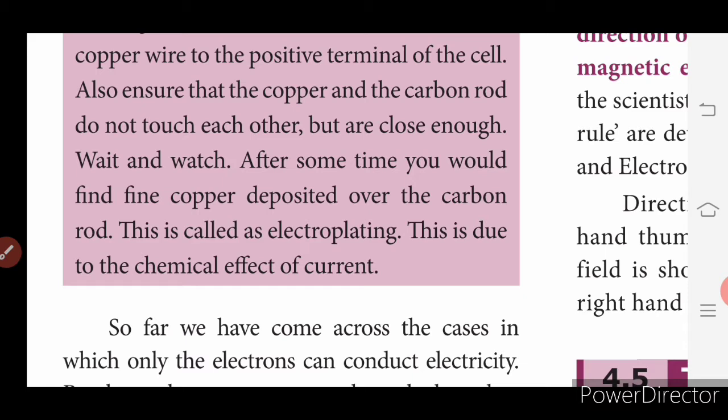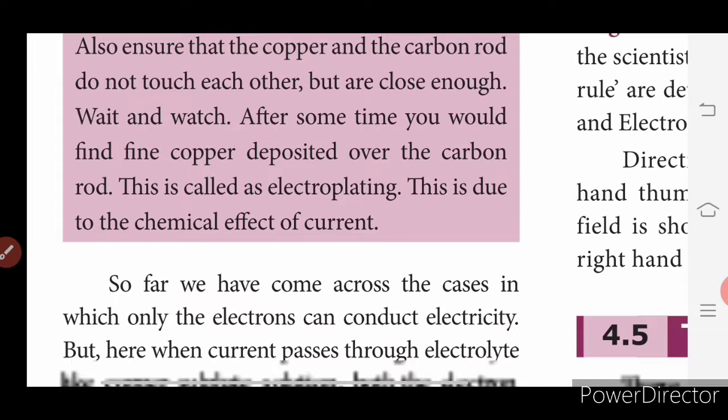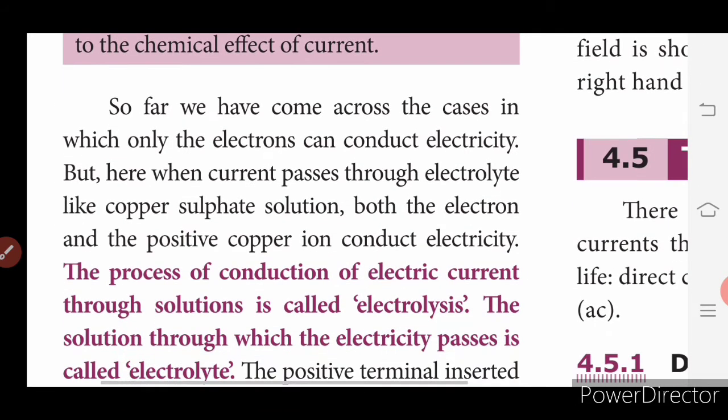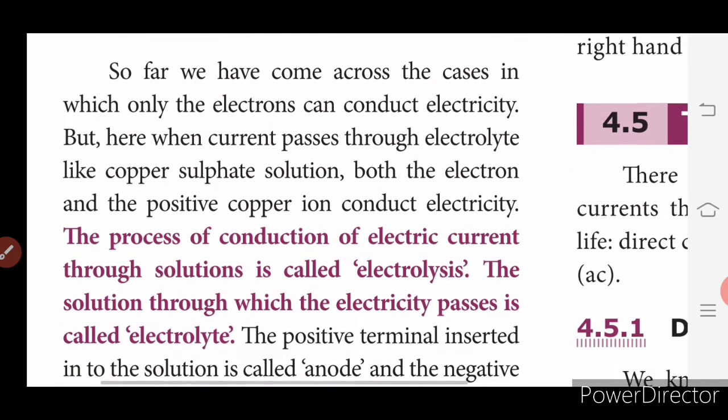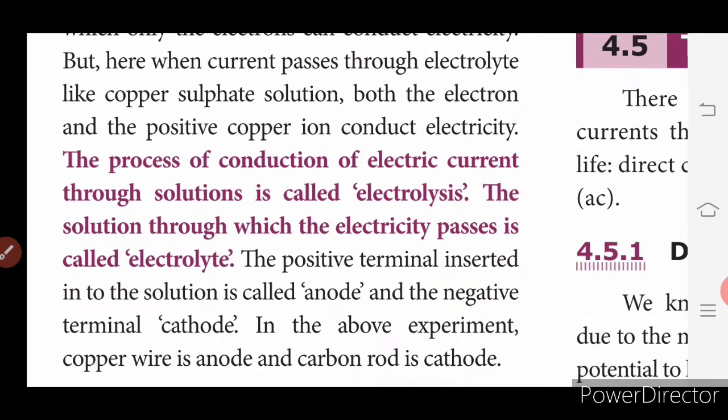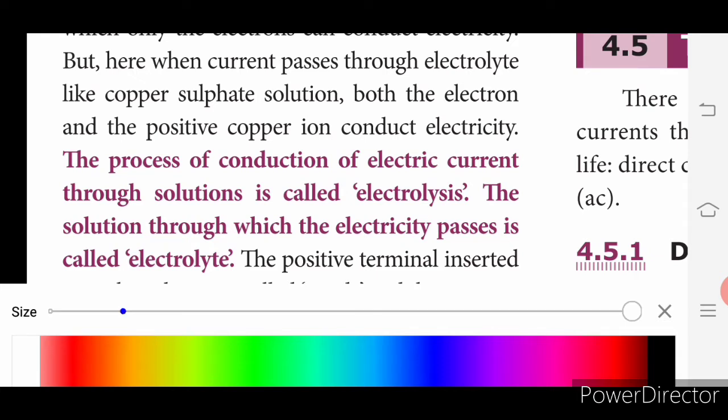Here we have used a chemical, that is copper sulfate salt or copper sulfate solution. We used a chemical to pass the current, and we made a process. That process is called electroplating. Such a process is called electrolysis: the process of conduction of electric current through a solution. When you use a solution to pass a current, it is called electrolysis.